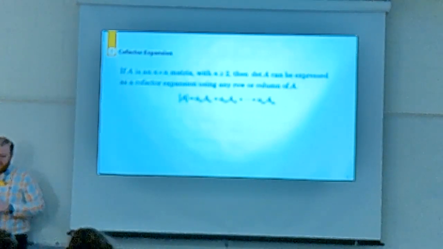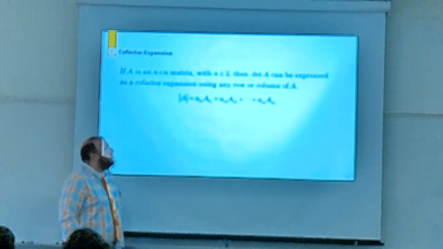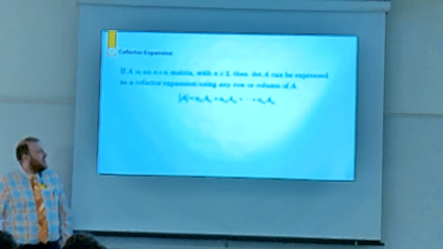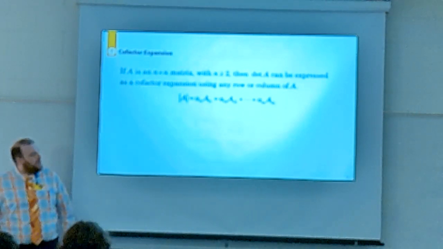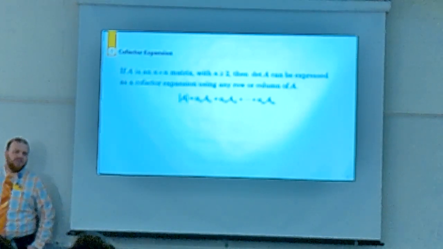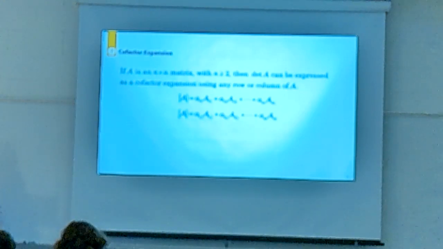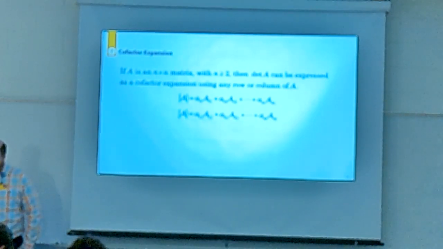So you could have the determinant of A being A sub i1 times the i1 cofactor plus the i2 entry times the i2 cofactor, so on and so forth. So this is expansion along the ith row. Or the determinant of A could be the 1j entry times the 1j cofactor plus the 2j entry times the 2j cofactor, so on and so forth. That would be an expansion along the jth column.